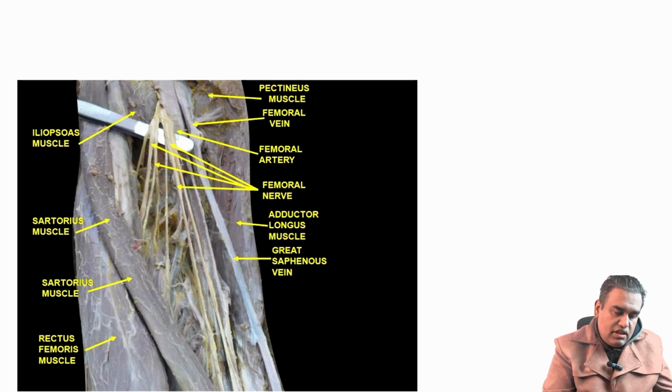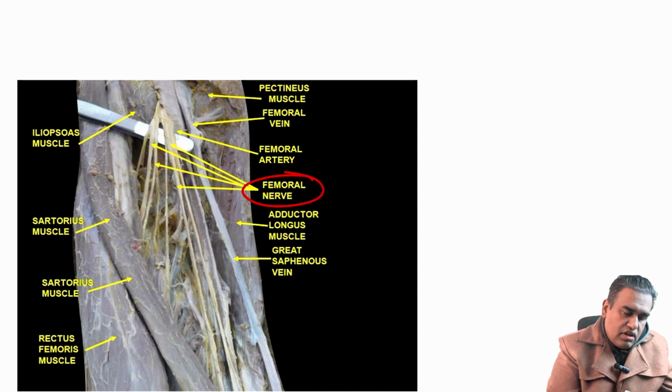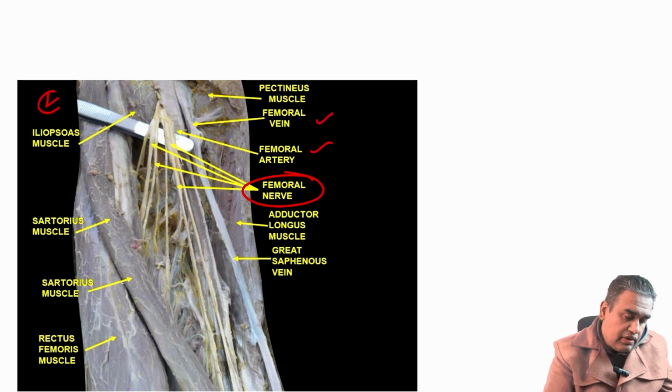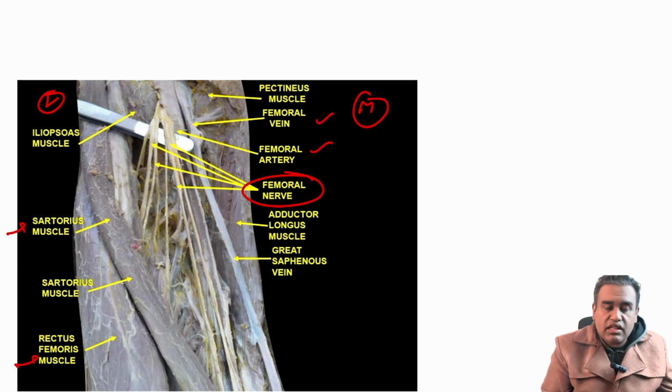Let me show the femoral nerve in this cadaveric image. Have a look at all these branches of the femoral nerve. Look carefully. This is the upper part of the thigh around the inguinal region. Here you also see the femoral vein and artery. This is the lateral aspect, this is the medial aspect. A few muscles are shown, like the sartorius muscle and the rectus femoris.